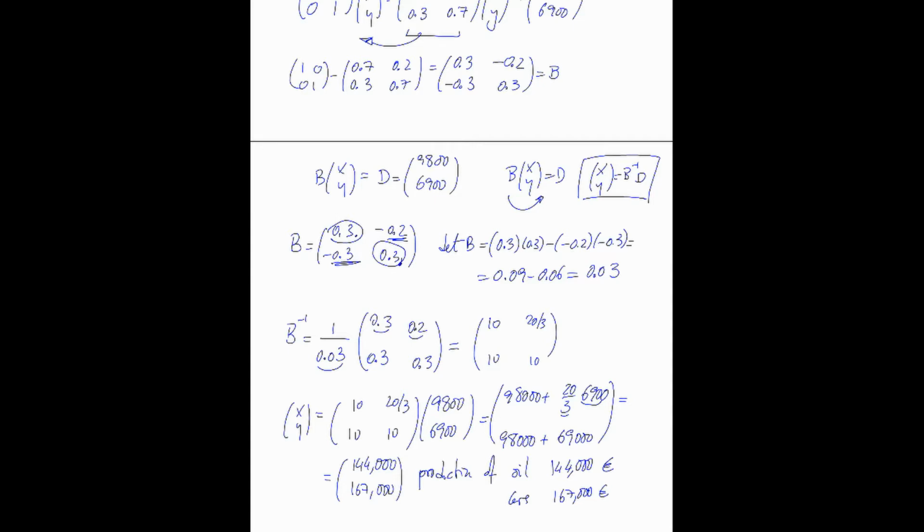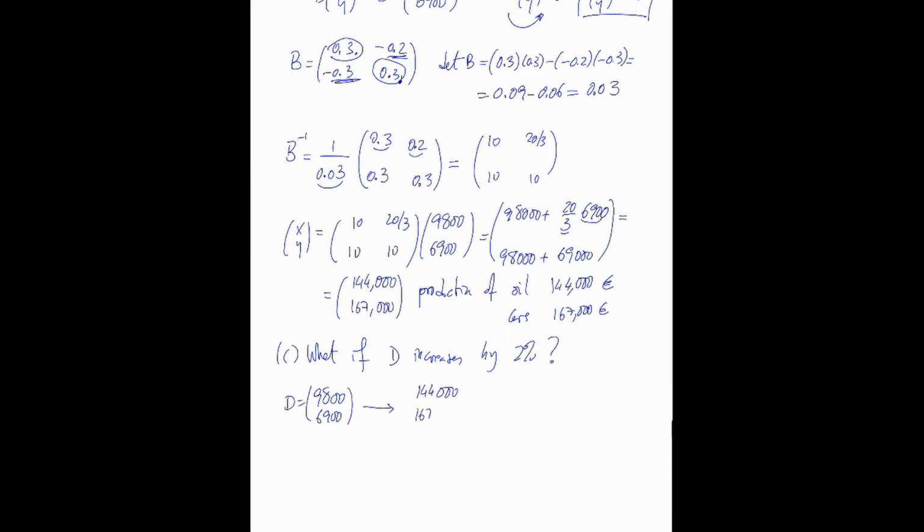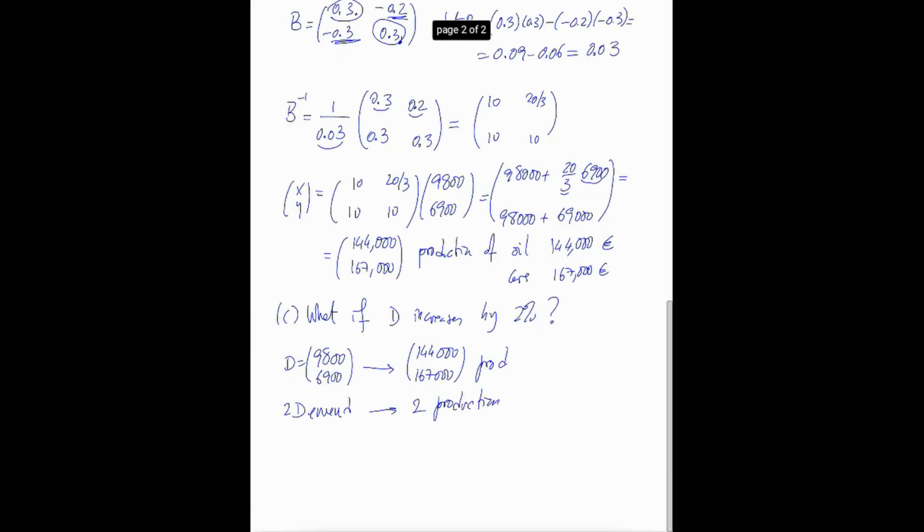The problem is also asking what happens if the external demand increases by 2%. In that case, well, think about it. For a demand of 98 and 69, you require a production of 144 and 167. Think about it. If you have 2 times the demand, you would require 2 times the production, right? And if you have 10 times the demand, then you would have 10 times the production.